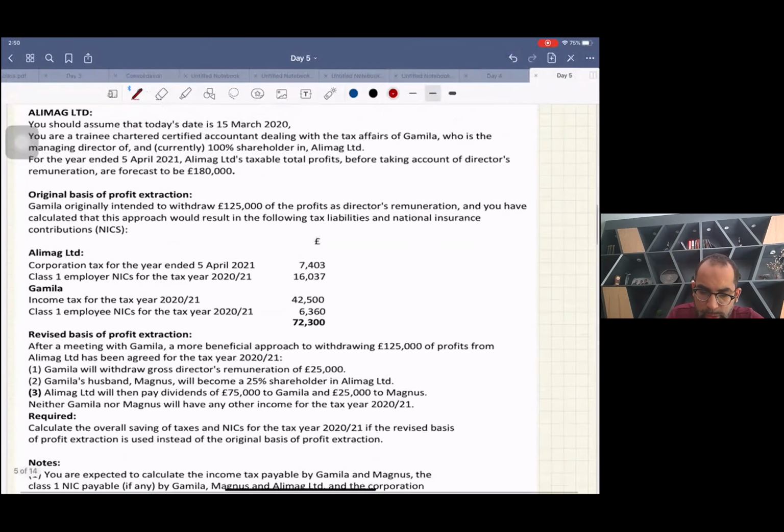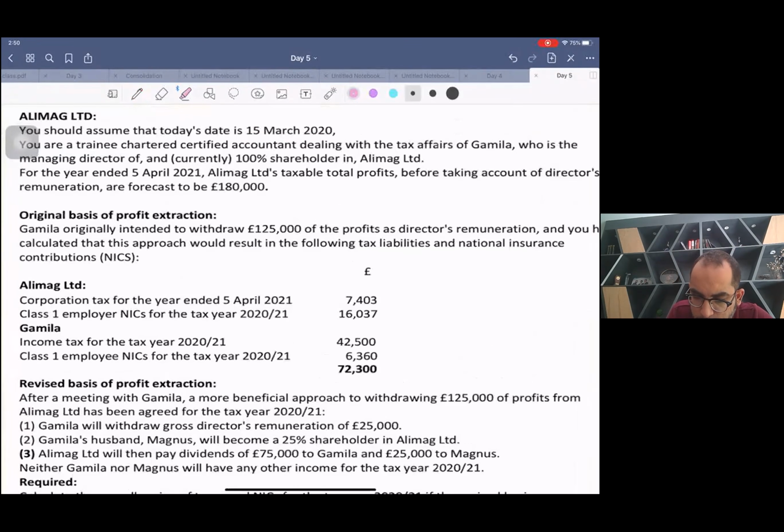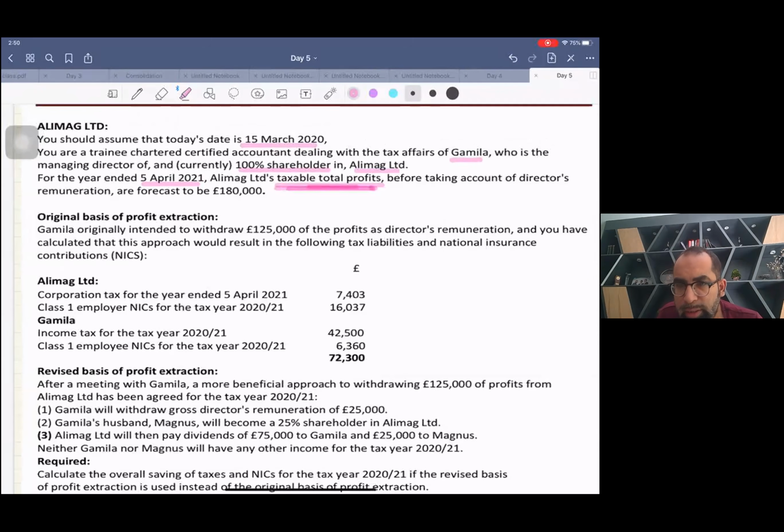Now you should assume that today's date is 15th March 2020. You are a trainee chartered accountant dealing with tax affairs of Gamila, who is the managing director and currently 100% shareholder in Alimark Limited. So she is the 100% shareholder of this company. This is a completely 100% owned company, right? Okay, now for the year ended 5th April 2021, Alimark Limited's total taxable profits before taking out director's remuneration are forecasted to be 180,000.